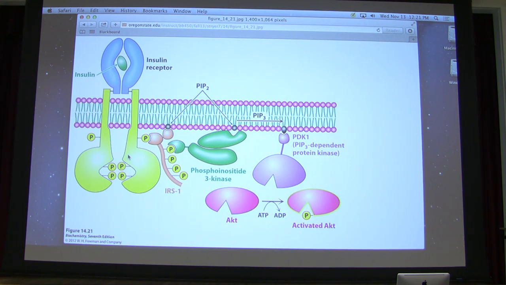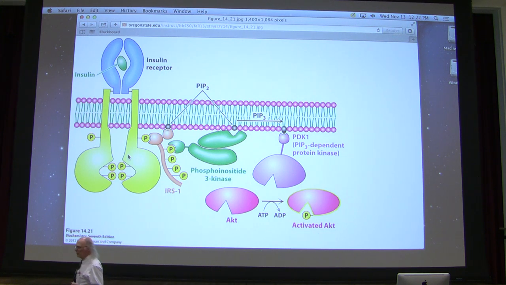PIP3 is recognized by this protein over here known as PDK1, which has a longer name there. And PDK1 is also a protein kinase. You guys tired of protein kinases yet? This protein kinase activates another kinase known as AKT, and a whole chain of events happens. Now, I'm throwing that out there so that you don't have to know all the other events that happen.